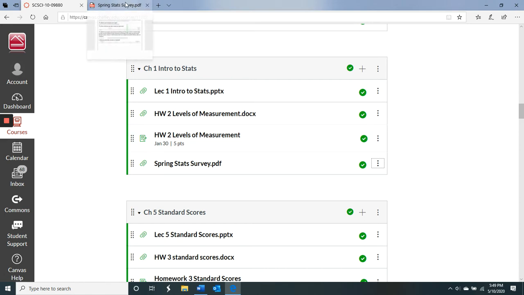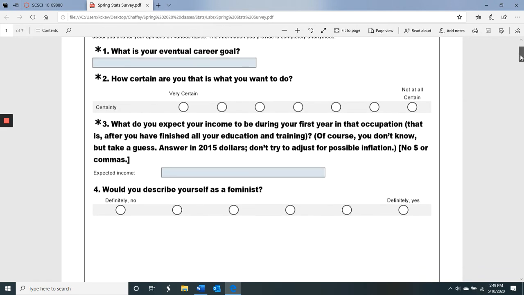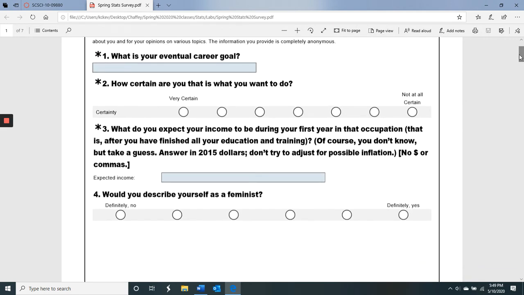So I would highly recommend that you look at that. The homework is basically saying, look at this survey and for every question, say what the level of measurement is. So I'm going to go over that real quickly now. Again, if you want to do it on your own first before listening to this, that might be a useful review. Okay, so number 1, eventual career goals.